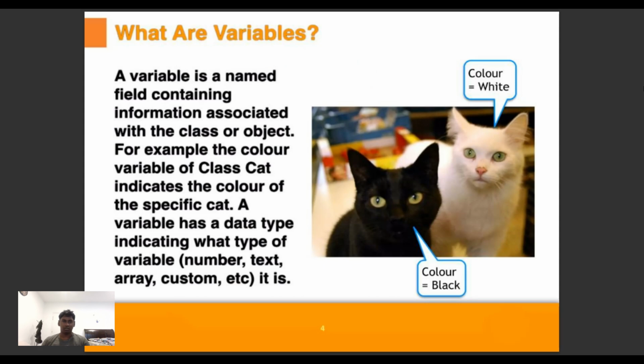What are variables? A variable is a named field containing information associated with the class or object. For example, the color variable of class Cat indicates the color of the specific cat. A variable has a data type indicating what type of variable it is, which is number, text, array, or any custom type.